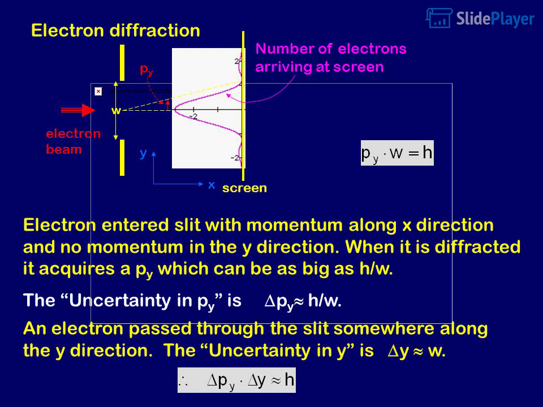Electron diffraction. Electron beam, screen. Number of electrons arriving at the screen. The electron entered the slit with momentum along the x direction and no momentum in the y direction. When it is diffracted, it acquires a p_y which can be as big as p sin theta. The uncertainty in p_y is p sin theta. An electron passed through the slit somewhere along the y direction. The uncertainty in y is w.